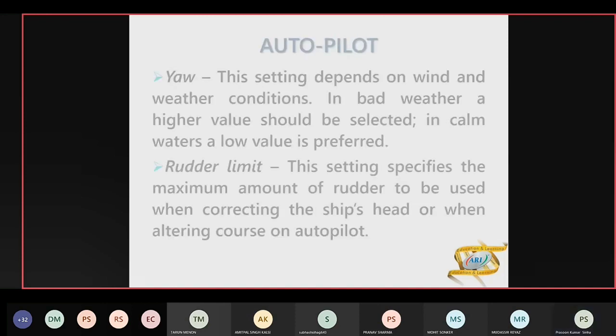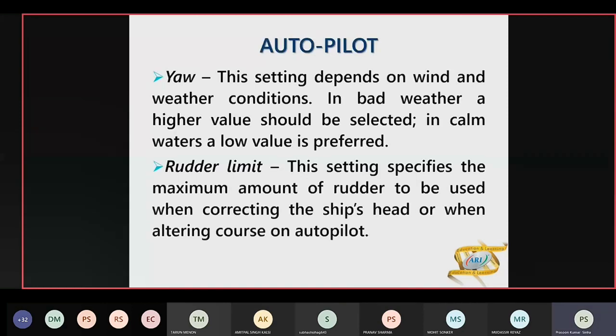Next, yaw control. Now, what is yaw? Supposing you are steering, manual steering, hand steering. There is rough weather. In the rough weather, the ship is getting subjected to the elements, the wind, the sea, the waves, swell, etc. They are constantly changing the heading of the ship. एक बार starboard 10 डिग्री चला जाता है, एक बार port 10 डिग्री चला जाता है. So there is constant changing of the heading.